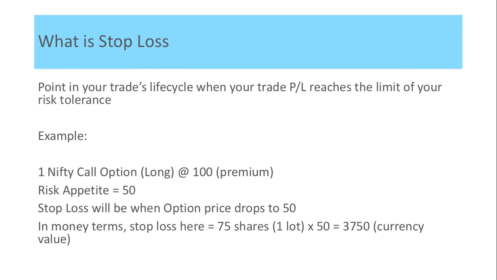In money terms, this will translate to 75 shares into 50, which is 3750 bucks. So I bought this trade at 100 into 75 shares, which is 7500 bucks. And when the value of this trade drops to 3750, that is when it hits the limit of my risk tolerance and I get out, or I stop loss my trade.